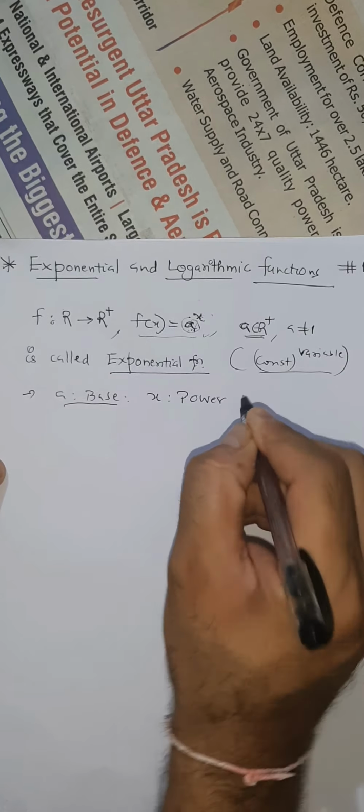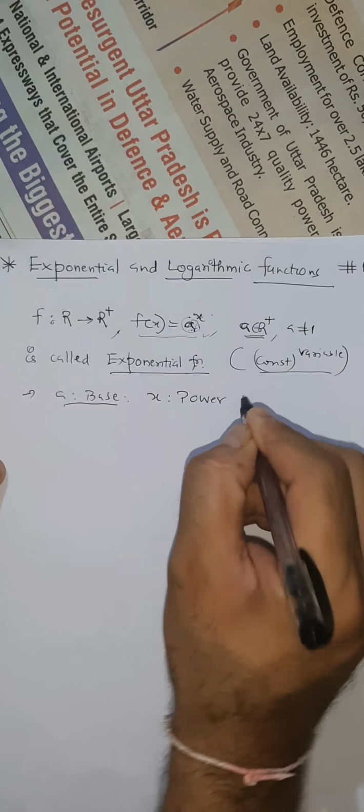For example, if I take f(x) equals 2 raised to x, so I've taken a equals 2, 3 raised to x, 7 raised to x, (1/2) raised to x, so a is 1/2, (1/3) raised to x, 10 raised to x. These are all examples of exponential functions. Constant raised to variable, remember.